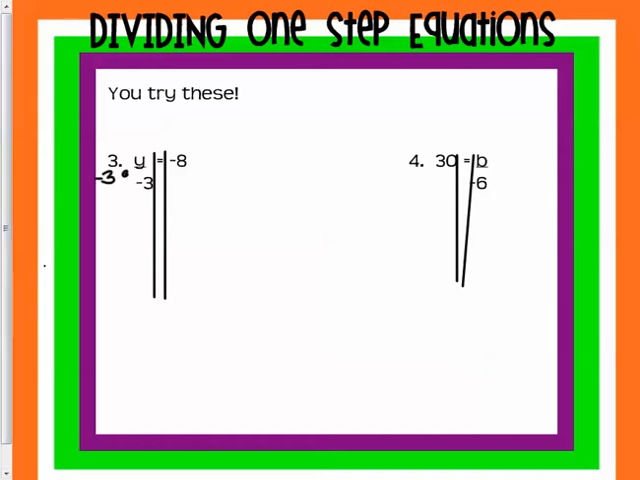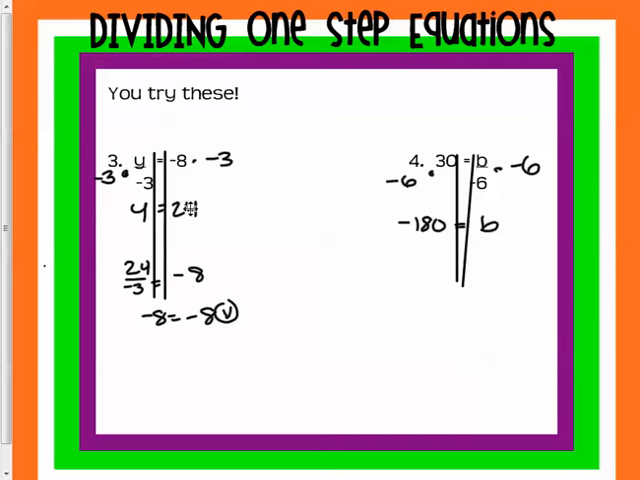We're going to multiply both sides by a negative 3, so I get y equals 24. If I plug that back in, I get a negative 8 equals a negative 8. Over here, I'm going to multiply by a negative 6, and that's a negative 180. And if I plug this back in, negative 180 divided by a negative 6 gives you a positive 30. So 30 equals 30. Okay, so that was our review.